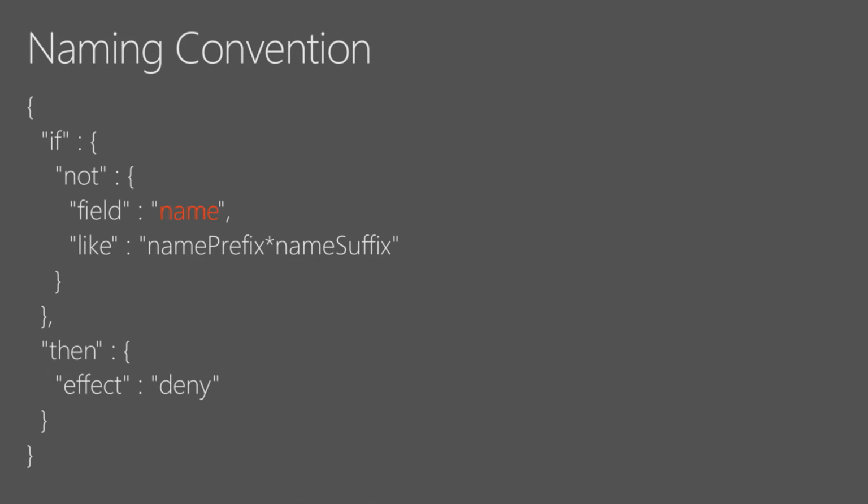Okay, the next one is about naming convention. Similarly, we support name for the field, and like is a comparator. You can use a wildcard so that you can specify a name prefix and a name suffix. If you go back to the view, if you have this type of policy, then your view is more descriptive.